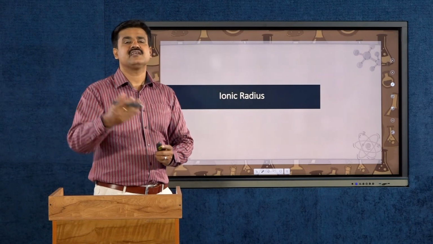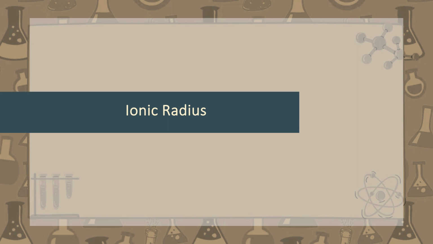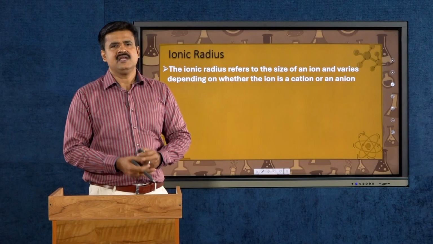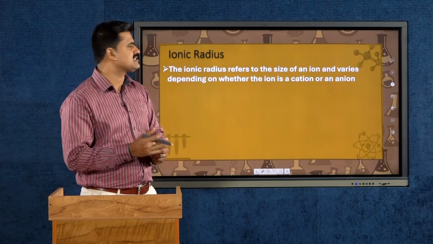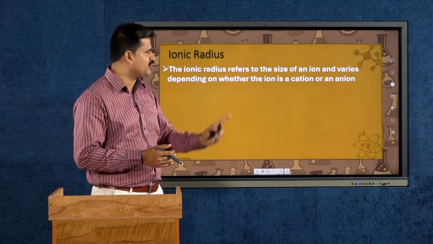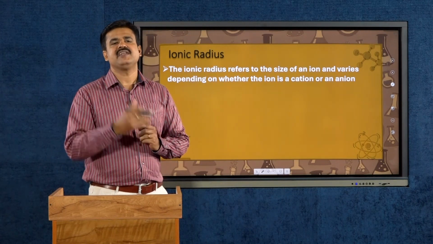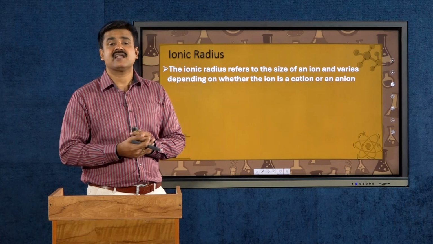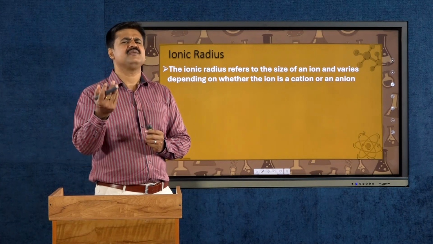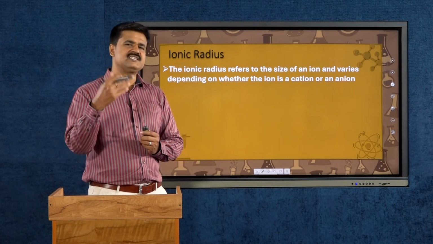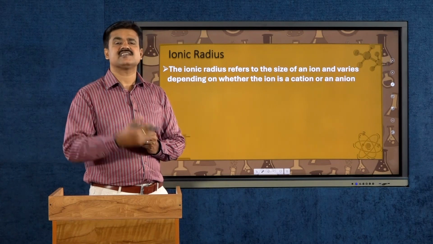We are now entering into the details of ionic radius. The ionic radius refers to the size of an ion and varies depending on whether the ion is a cation or anion. You are familiar with the two kinds of ions, the positively charged cation and the negatively charged anion.